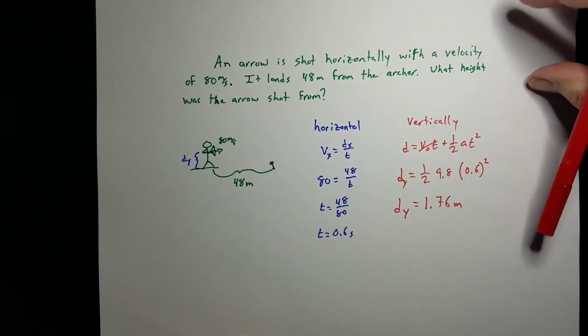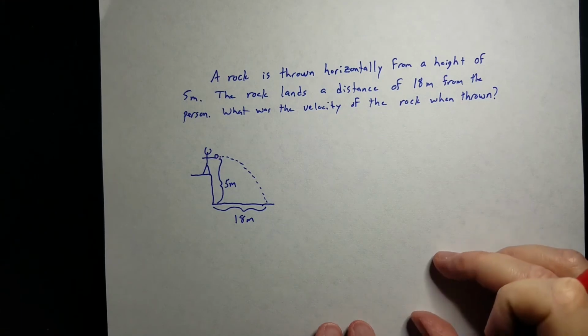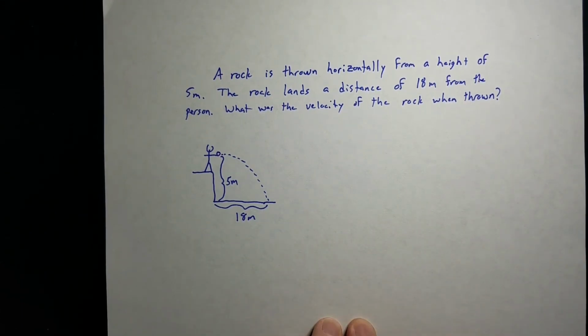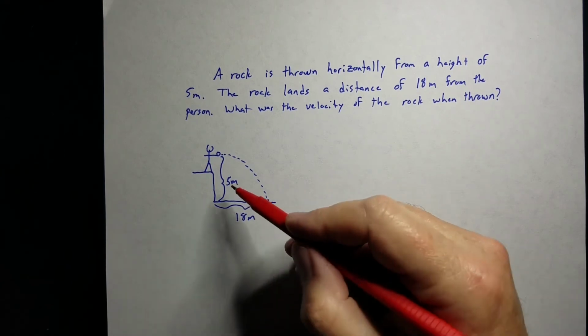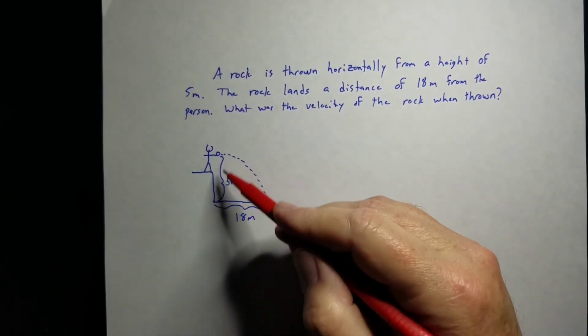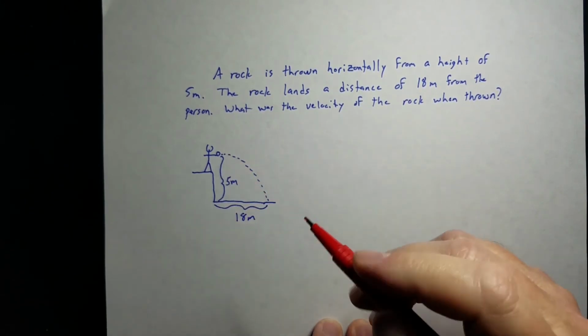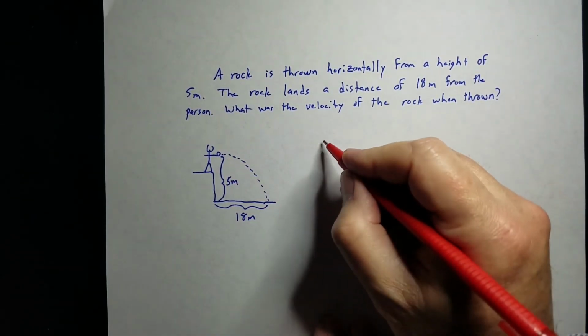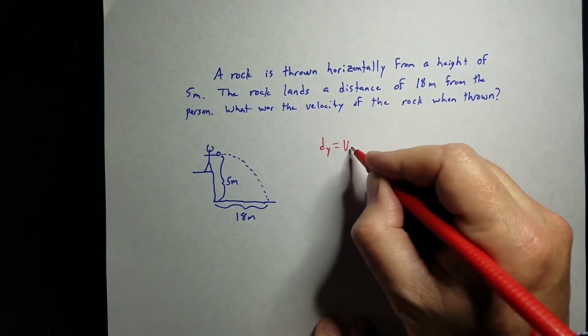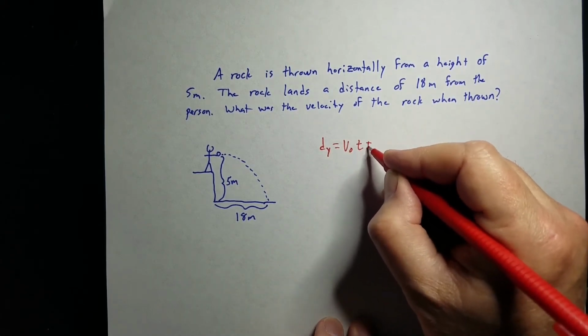All right, one last example. On this one, we've got a rock thrown horizontally from a height of 5 meters. It lands 18 meters away. What's the velocity of the rock? Oh, well, we've got a vertical distance and a horizontal distance. Again, if I have the vertical part, I know that gravity is pulling it down. So for that part, I'm going to use this.